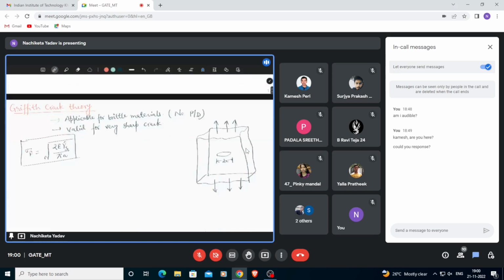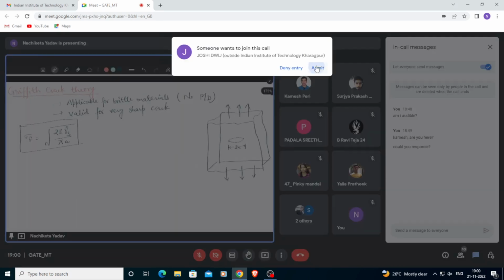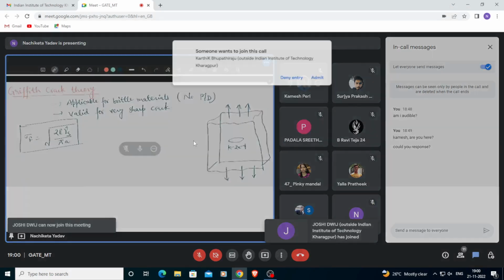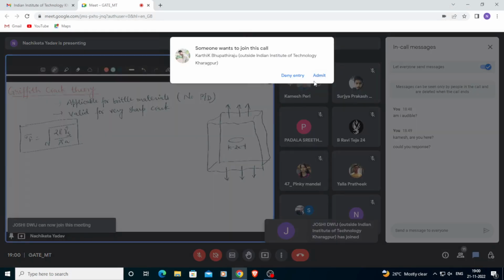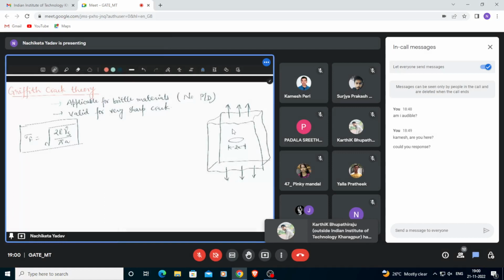So can you tell me what is Griffith crack theory? Anyone? I will cover mainly the questions part. Theory I will touch only briefly, just the formula. Can anyone tell me what is Griffith crack theory? Anyone?